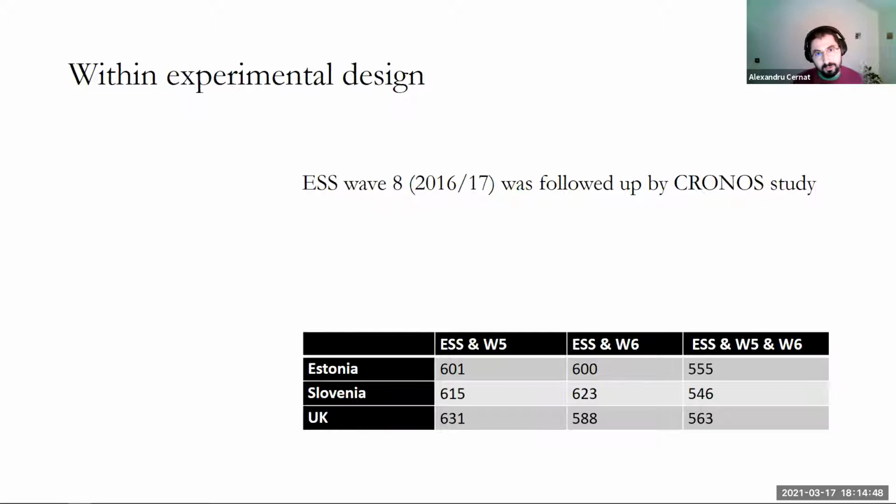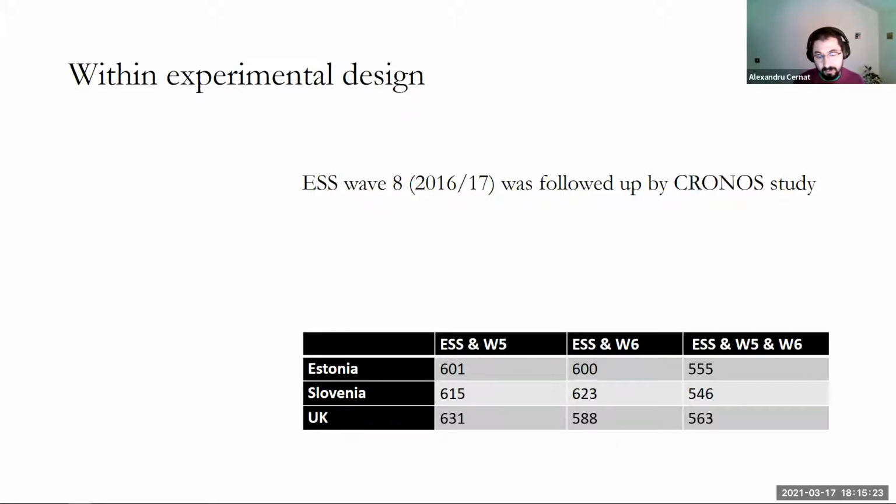So what we did is we used this design where we basically have the same respondents answering once in web and once in face-to-face, and we compare their tendency to have different types of measurement error. And here we show you the numbers. So for example, we use the ESS and waves 5 and 6 of Chronos. In Estonia, we had around 600 people that answered both the ESS and wave 5 of Chronos, and around 600 that did wave 6 and the ESS.